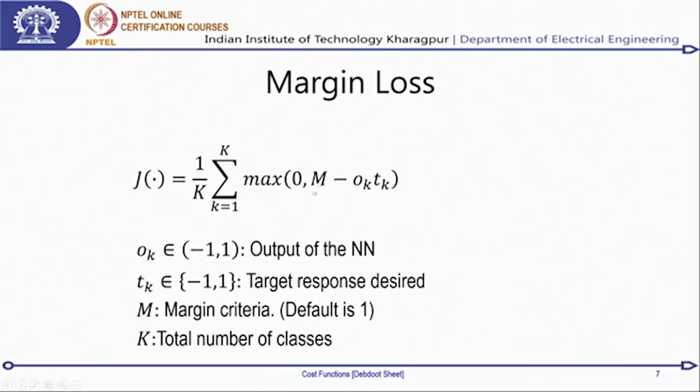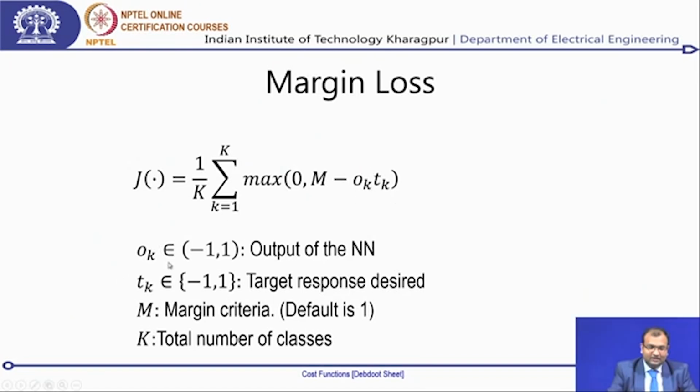Now, what we do over here is take a product of these two, O_k and T_k. Say that both of them are -1 over here. So, this total product is what leads to +1. Now, you have another factor which is called the margin criteria. The default for it is always 1. This margin is basically the amount of tolerance you would allow. So, if both of them are -1 and this is also 1, this part becomes basically a 0.